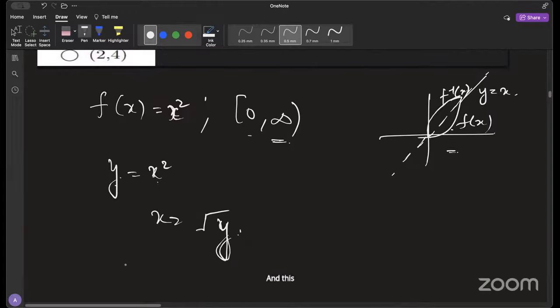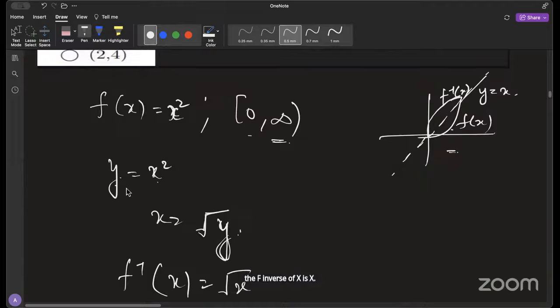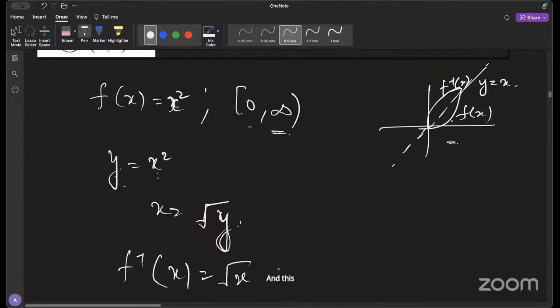And so your function f inverse of x is a function of y. You can call it f(y). This f(y) is the inverse of the f(x) function. Let's not get into f(y) and all. Just replace y with x, so you get the function in terms of x. So f inverse of x is square root of x. Write the function, express x in terms of y, and then replace that y with x. So you get the inverse of the function. And this is for x belonging to 0 to infinity.